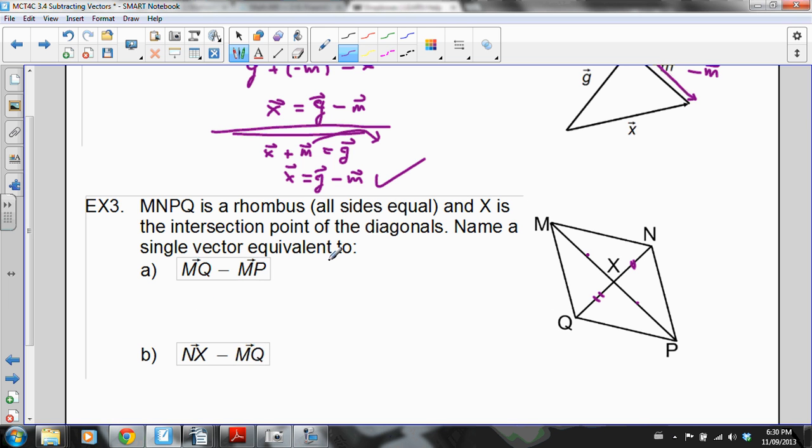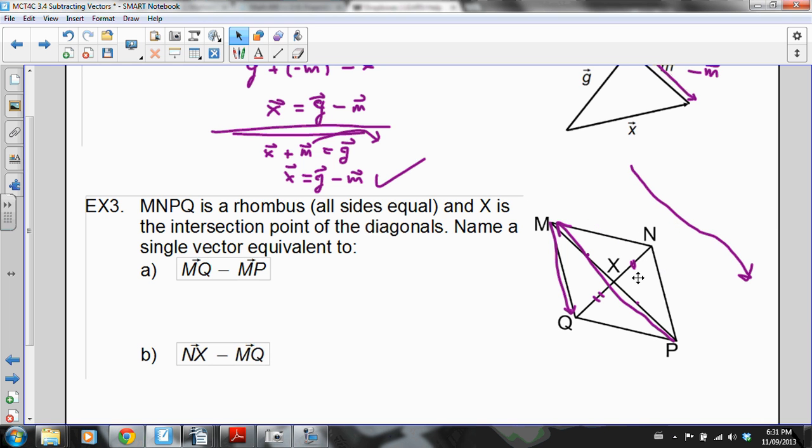So I'm going to mark up my diagram and then get rid of it. So you'll just have to be patient here. Don't mess up your diagram, otherwise it'll be messed up. There's MQ, right? Here's MP. We want to subtract them. Well, how do we subtract vectors? We add the opposite. I'm going to get rid of this MP and add the opposite vector. What's the opposite of MP? Well, it's this vector PM. One was going one way, the other one goes the other way.